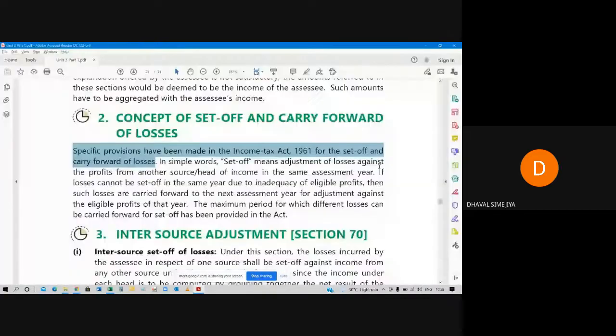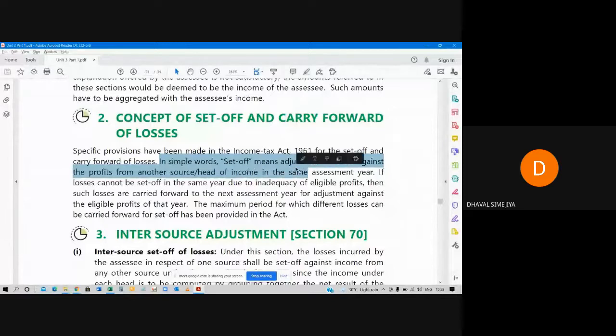Specific laws have been made in the Income Tax Act 1961 for set off and carry forward of losses. In simple words, set off means adjustment of loss against the profit from another source or another head of income in the same assessment year. If the loss cannot be set off in the same year due to inadequacy of eligible profit, then such losses are carried forward to the next assessment year for adjustment against the eligible profit.